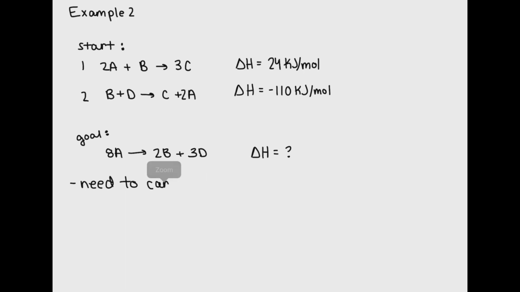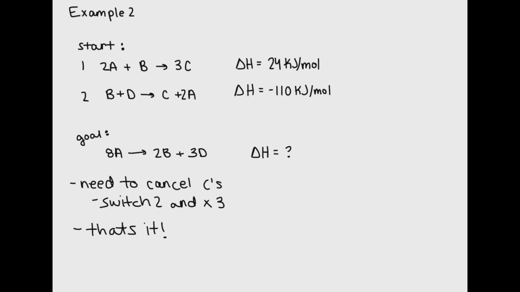Next, you may notice that there are no C's in our final answer, which means we need to cancel out our C's. To cancel out our C's, what we need to do is flip our second equation and multiply the second equation by 3. And while this problem may look really complicated, that's all you need to do to solve this problem. If we switch our second equation and also multiply it by 3, and then add our two equations, we'll find that our end result is 8A goes to 2B plus 3D.